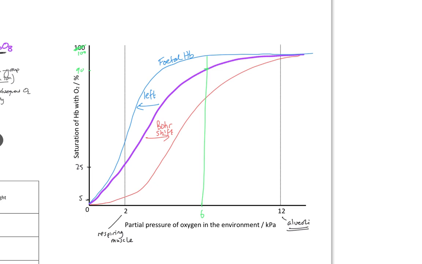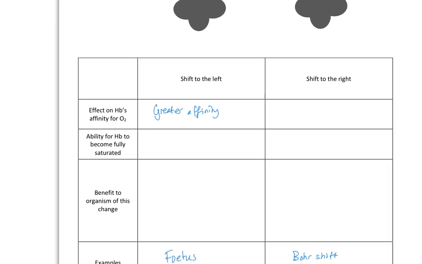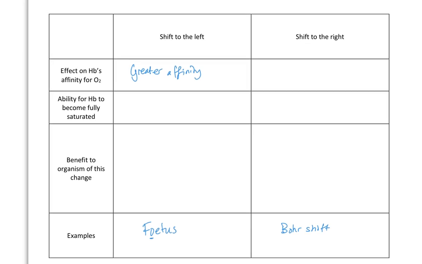But yeah, so if fetal hemoglobin is 100% saturated and adult hemoglobin is only 90% saturated, it likes oxygen more. Yeah, it can bind more oxygen. So the ability for hemoglobin to become fully saturated is also higher. It gets fully saturated at lower partial pressures. So let's just put that into answer. So it's higher. It becomes fully saturated at lower partial pressures.